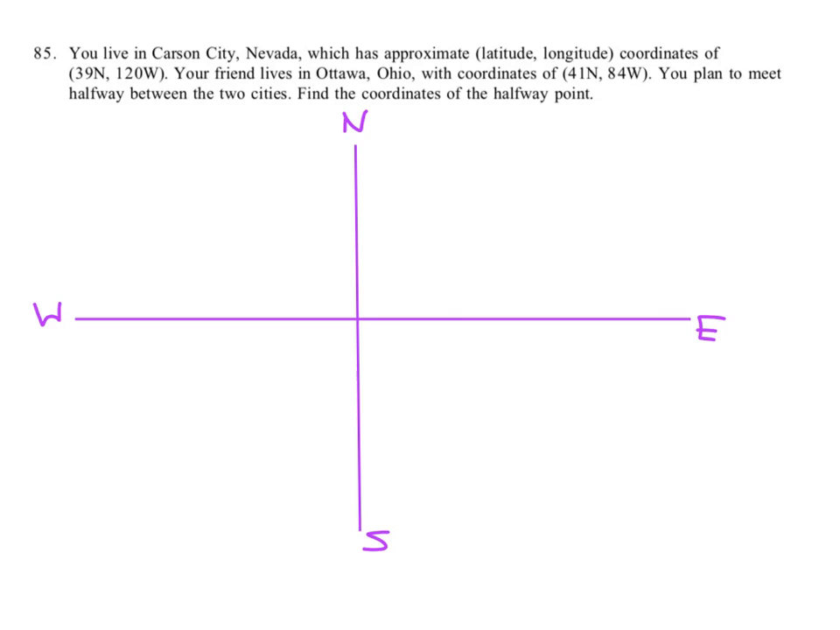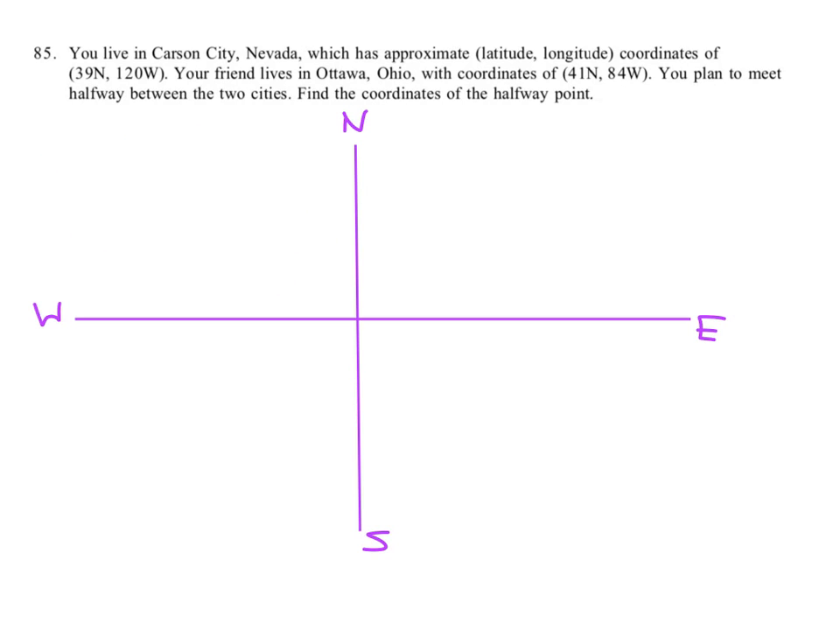And we were at 39 north, that means above this line right here, and 120 degrees west over on this side, that means we're somewhere in this quadrant, okay?